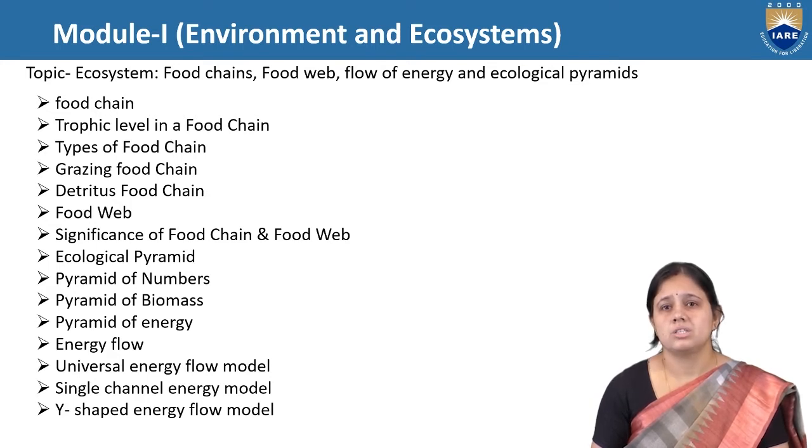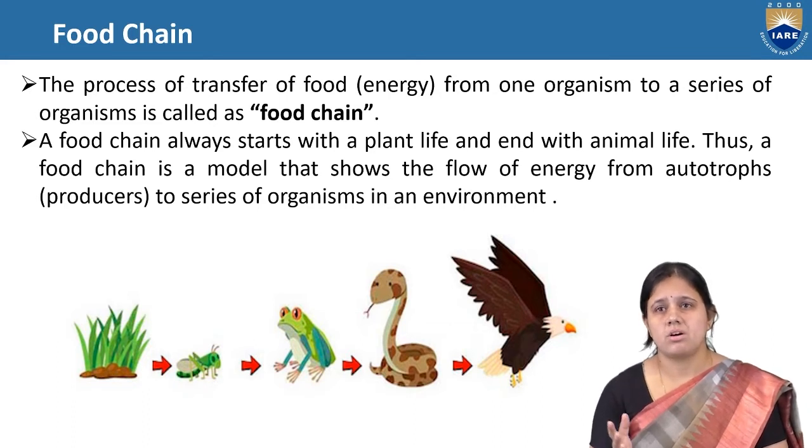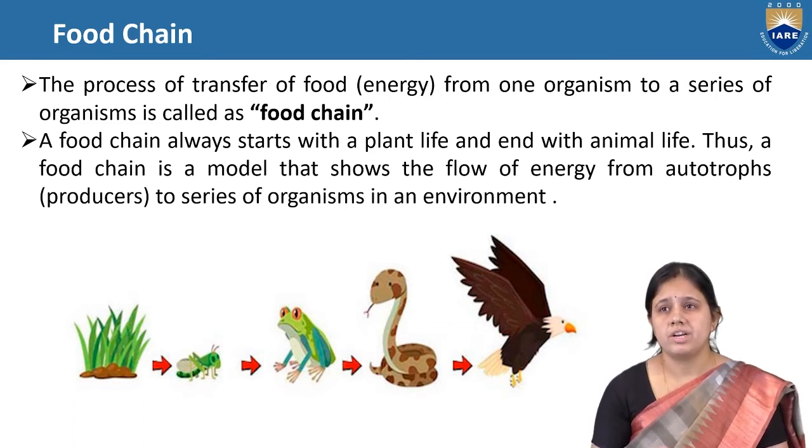Today's discussion is all about the function of the ecosystem, whatever is related to the species and their function in the ecosystem. So first we start with the food chain. Food chain is a process of transfer of food from one organism to a series of different organisms. This is basically the meaning of a food chain. And a food chain always starts with plant life and ends with animal life.